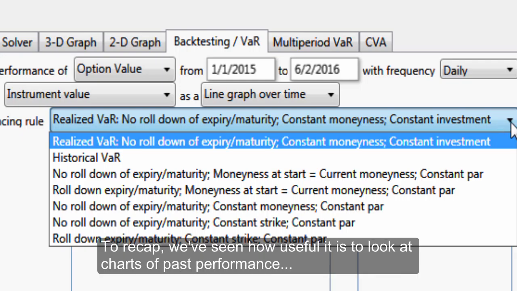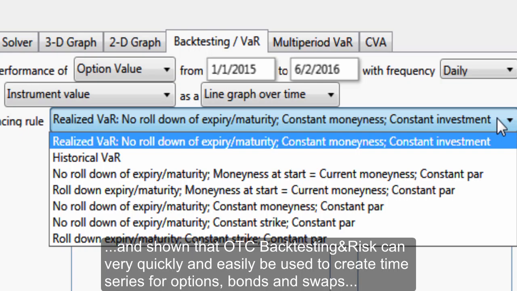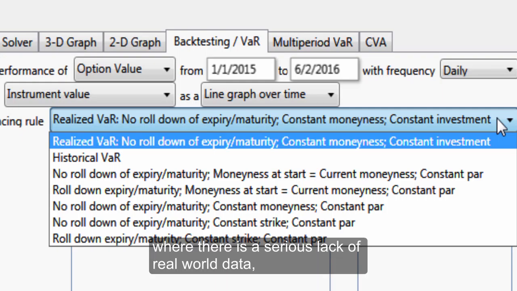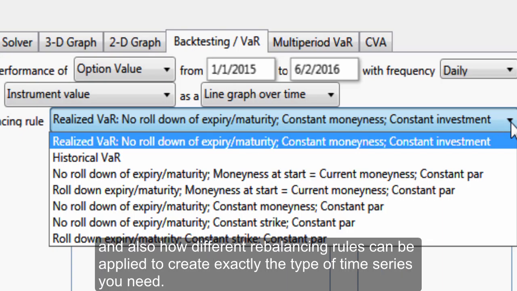To recap, we've seen how useful it is to look at charts of past performance and shown that OTC backtesting and risk can very quickly and easily be used to create time series for options, bonds, and swaps where there is a serious lack of real-world data, and also how different rebalancing rules can be applied to create exactly the type of time series you need.